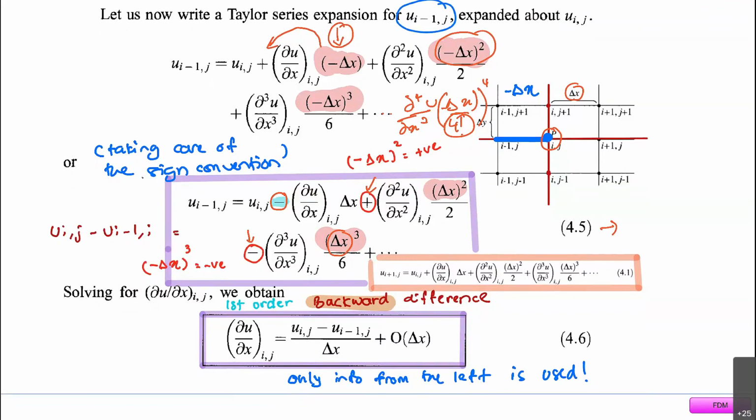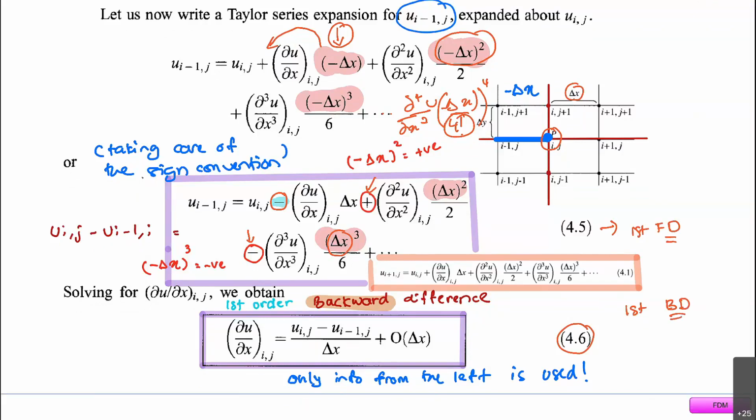And next, when you solve for du dx for ij, you are going to obtain equation 4.6, which is the first order backward difference. The previous one we had was the first order forward difference, FD, and now you have the first order backward difference, so BD and FD.